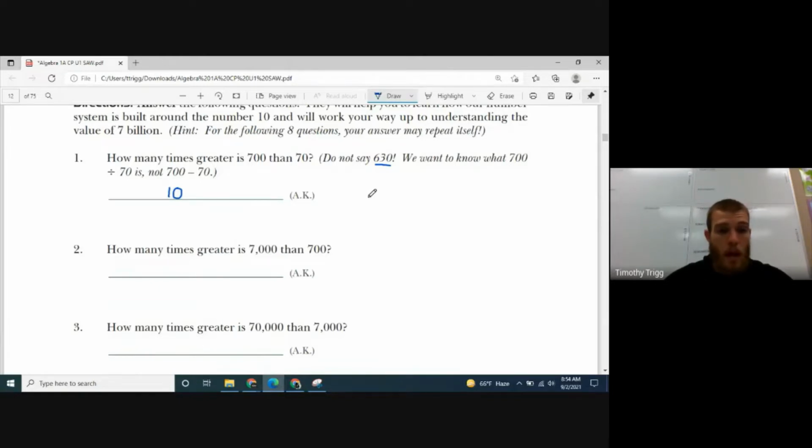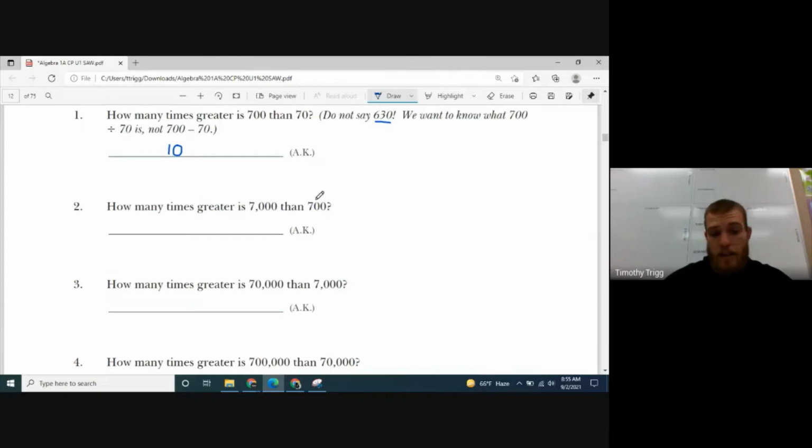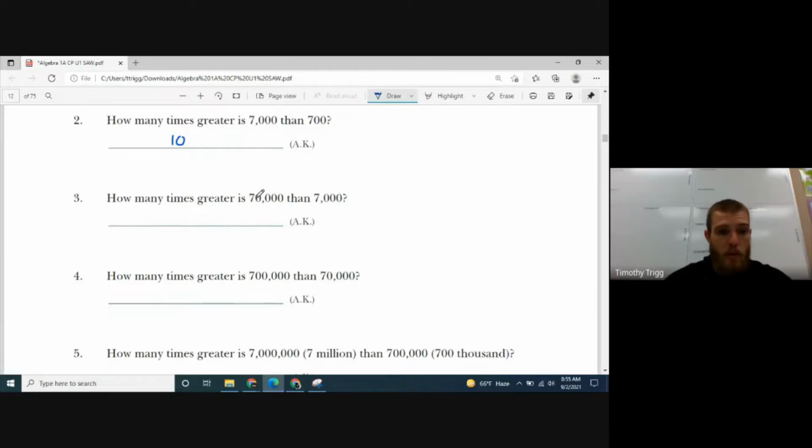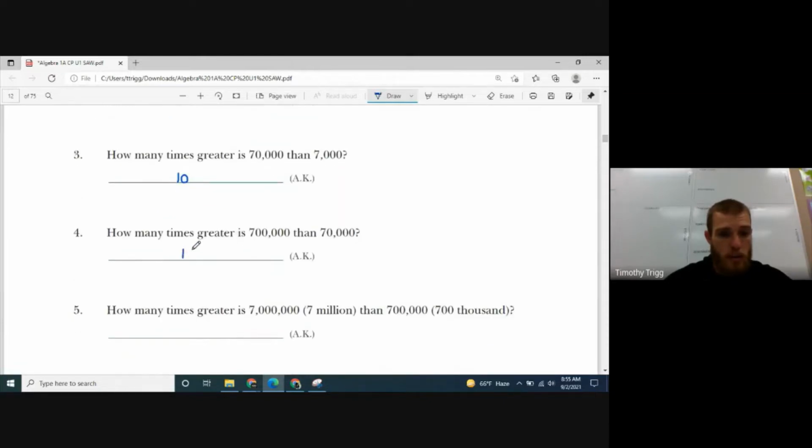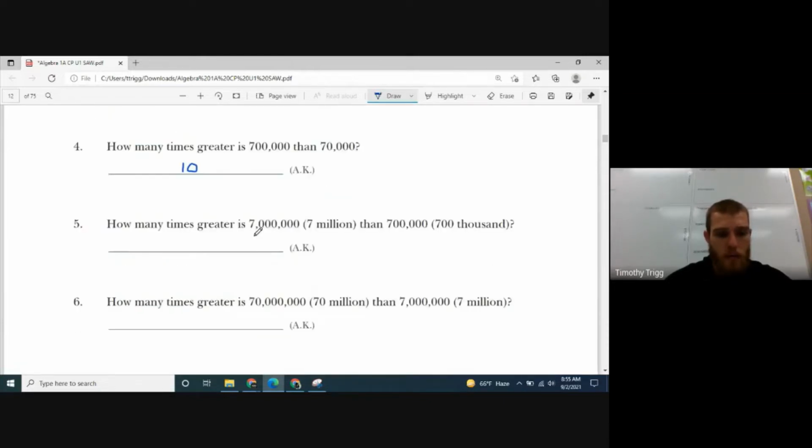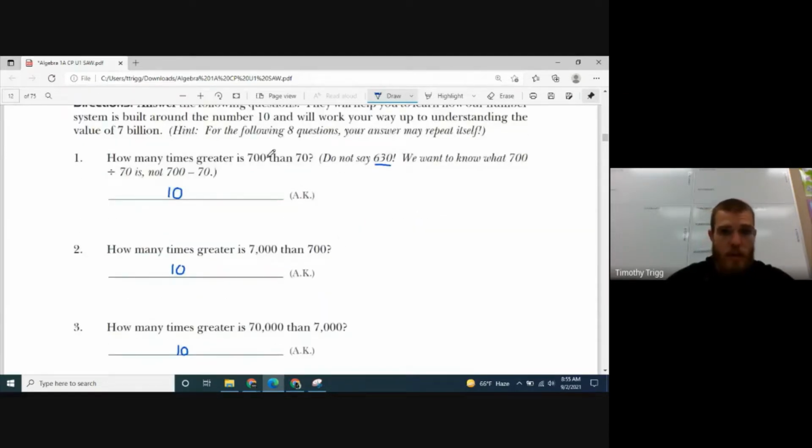How many times greater is 7,000 than 700? Well, that would also be 10. How many times greater is 70,000 than 7,000? Well, this would also be 10. So for the first 4 here, it's actually just 10. What about this one? How many times greater is 7 million than 700,000? 10. So the pattern I want you to see is that for the very first one, essentially what we're doing is 700 divided by 70.